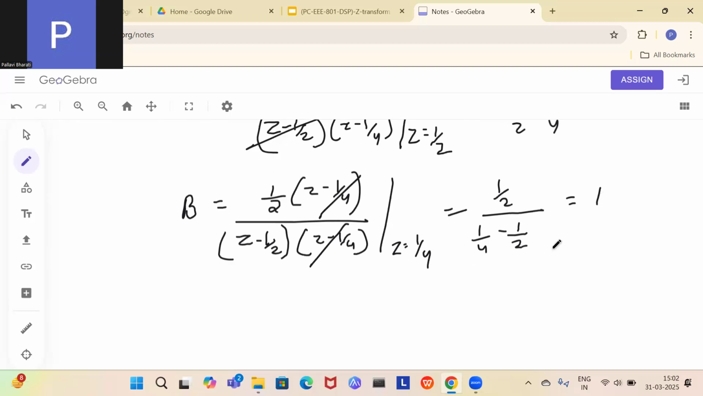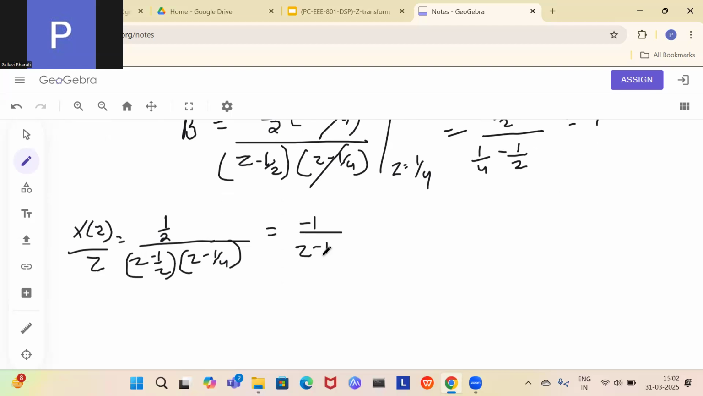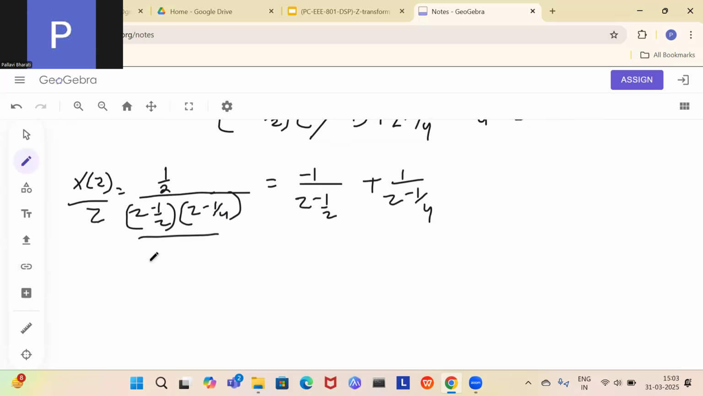Now again we will write the previous thing as it is. We had written X(z)/z equal to half over (z minus half) into (z minus 1/4). This was equal to A by something. So now my A is minus 1 divided by (z minus half), and B is 1 by (z minus 1/4). Now forget about this portion. We will just work with X(z)/z equal to minus 1 by (z minus half) plus 1 by (z minus 1/4).